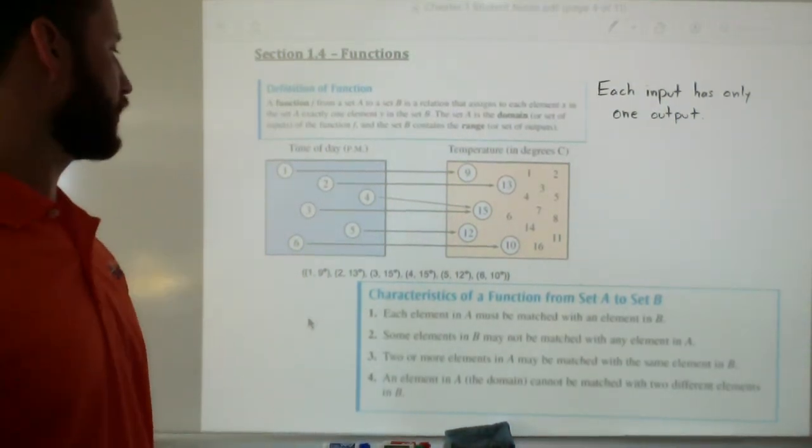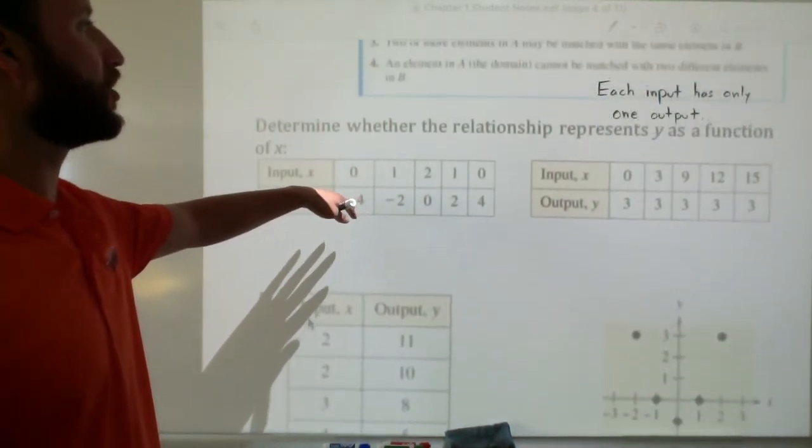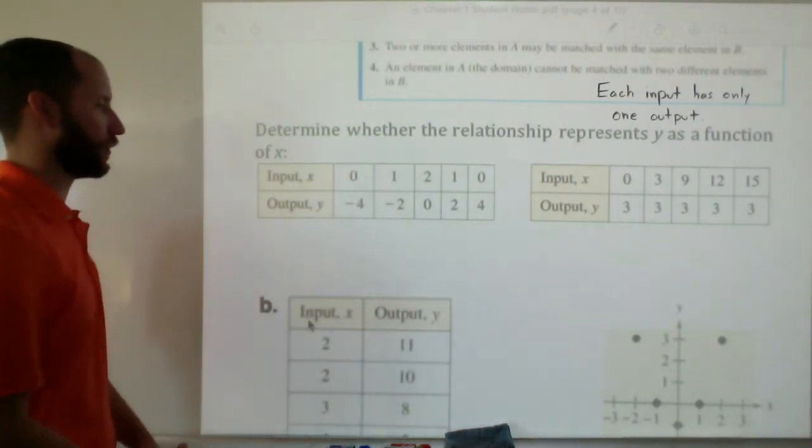Some characteristics you can read through here. I'm not going to take the time with that right now. Let's look at some examples, okay? Each input has only one output. Now let's look at a table of values, okay?